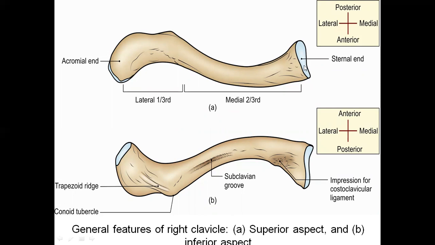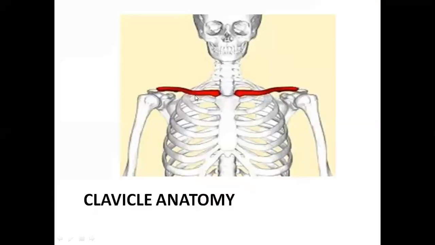Now, when you look at the clavicle, this end is the sternal end, on the medial side. This is the acromial end, on the lateral side. This is the anterior aspect of the bone, and the one behind is the posterior aspect. These are the general features of the right clavicle that you are seeing. This is the right clavicle and this is the left clavicle. The sternal end can also be called the medial end, and the acromial end can also be called the lateral end. The surface you see from the front is the anterior surface, and the surface we see from behind is the posterior surface.